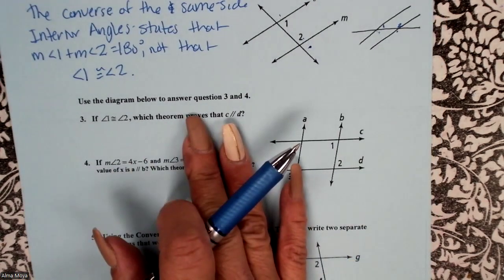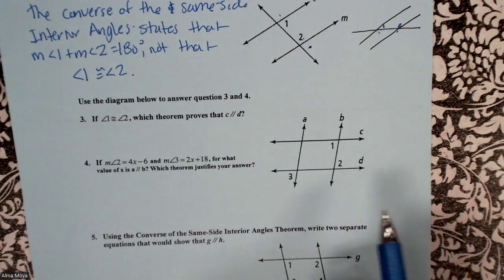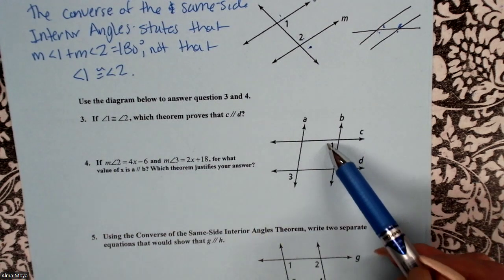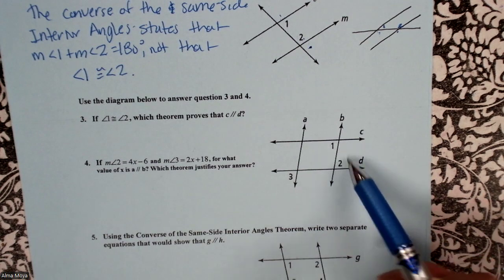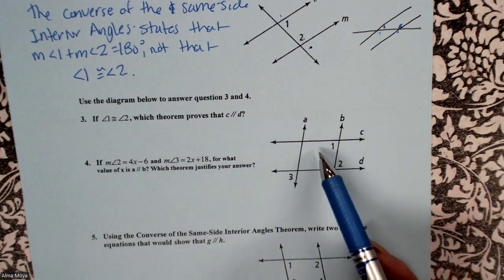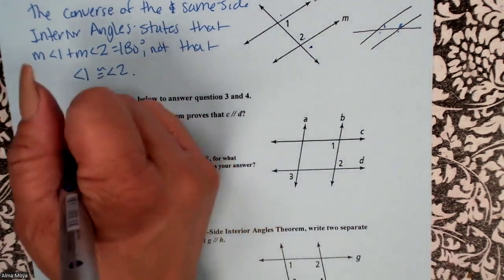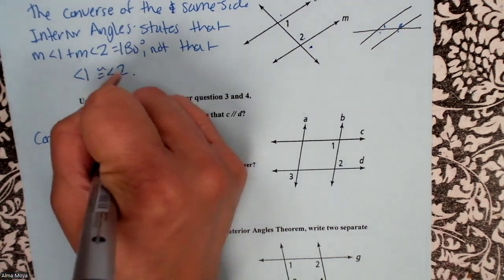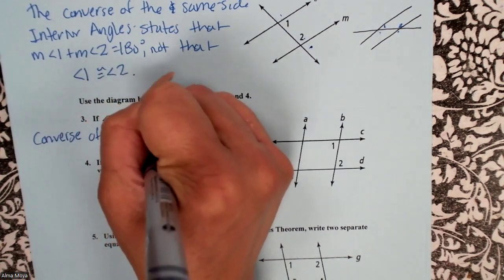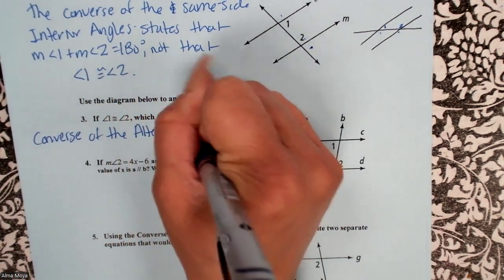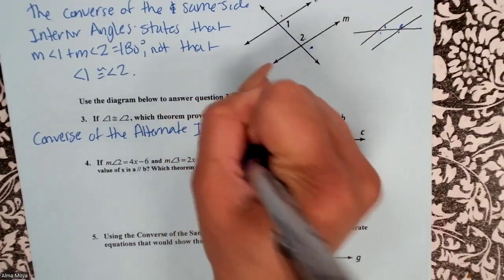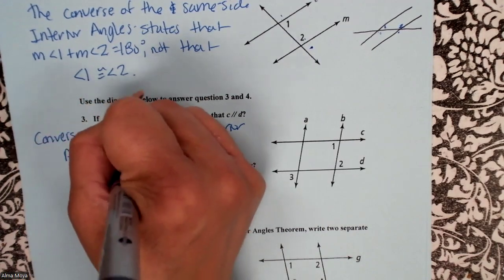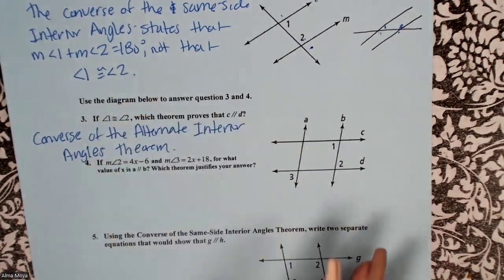Use the diagram below to answer questions 3 and 4. If angle 1 and 2 are congruent, so 1 and 2, that's alternate interior angles, which theorem proves it? Well, there are alternate sides and they're on the inside. So this would be the converse of the alternate interior angles theorem.